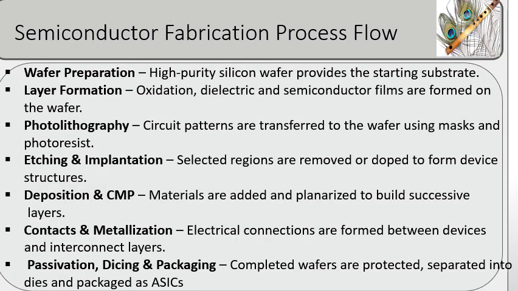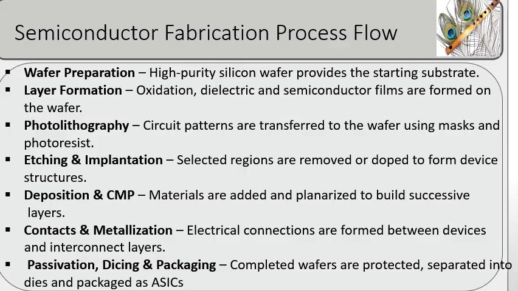The semiconductor fabrication process begins with a high-purity silicon wafer, which provides the starting substrate for device fabrication. Next, different materials such as oxides, dielectrics, and semiconductor films are formed on the wafer to create the required layers. Photolithography then transfers the circuit patterns onto these layers using masks and photoresist. The selected regions are subsequently etched or implanted to form the required device structures.